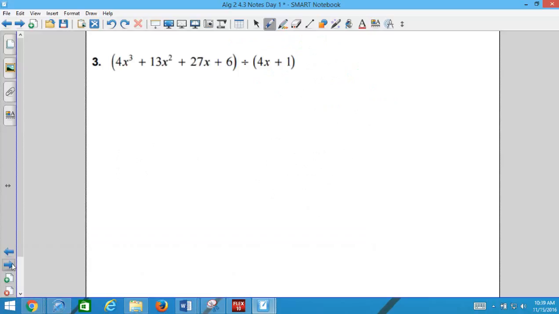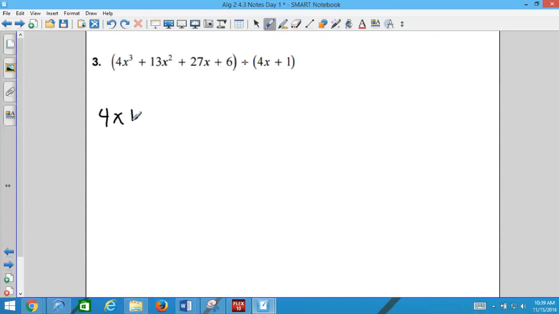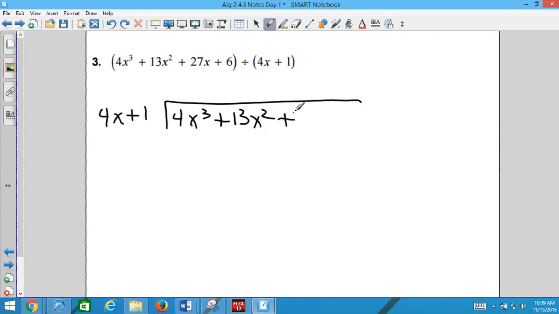How about this one? Do we have anything missing, any zeros missing? Any x's that are missing in order? No. All right, yes, finally. So we're just going to set it up as 4x plus 1. We're going to divide by 4x cubed plus 13x squared plus 27x plus 6.